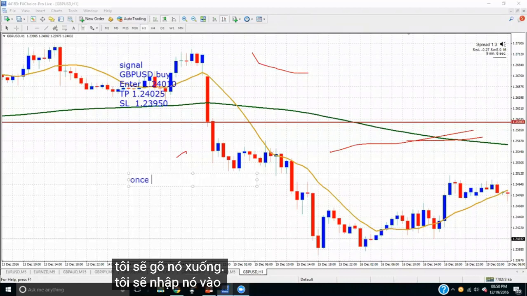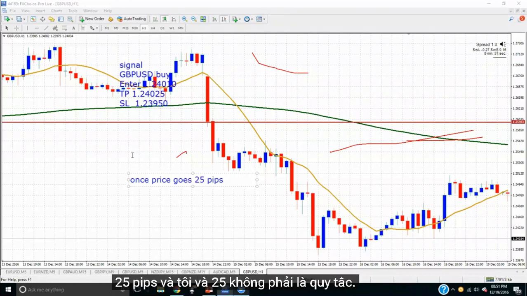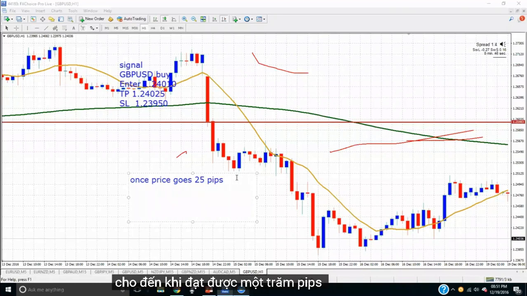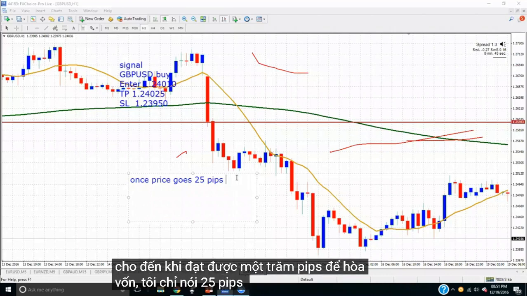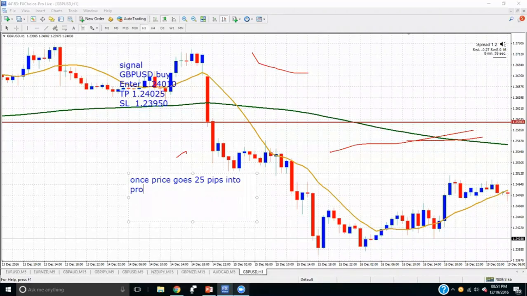Once price goes 25 pips, and 25 is not the rule, okay? 25 is not the rule. 25 is just what I'm using. It could be 20 to 30 pips. If it's a swing trade, I know people that wait till it's 100 pips to go to break even. I just say 25 pips, okay? So once price goes 25 pips into profit, then move your stop loss.